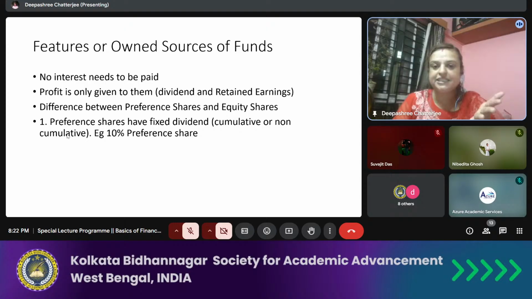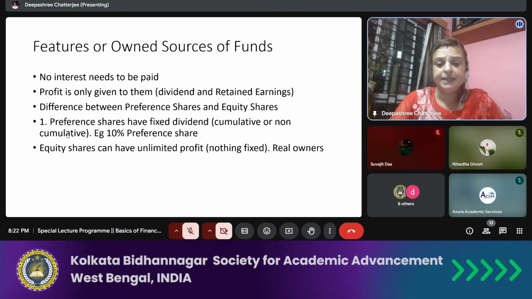Number two, preference shareholders get a preference over equity while distributing profits. So once we have arrived at profit after tax, first we will give the dividend to preference shareholders, and that is why the name preference. Preference means we are giving preference to the preference shareholders in distributing dividend. So our preference shareholders will get the dividend first, and then whatever is left belongs to the equity shareholders.